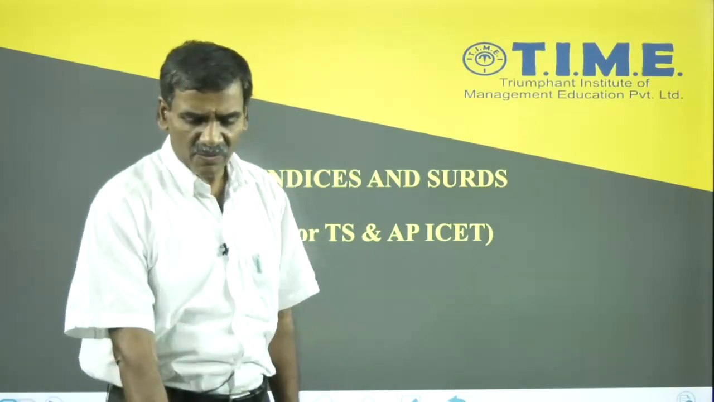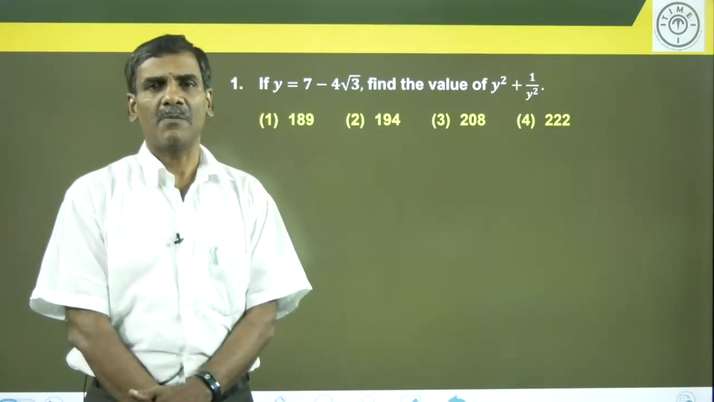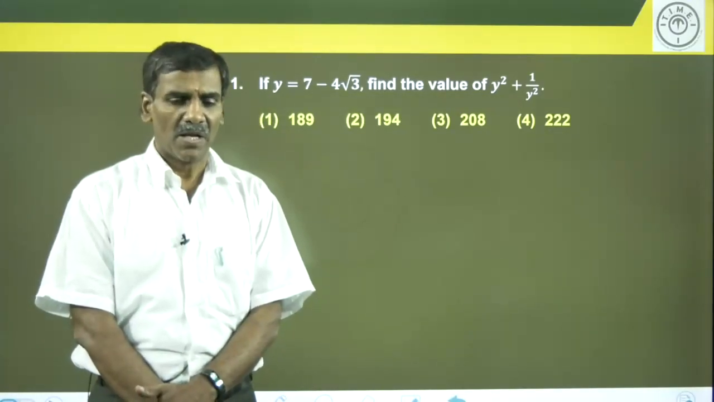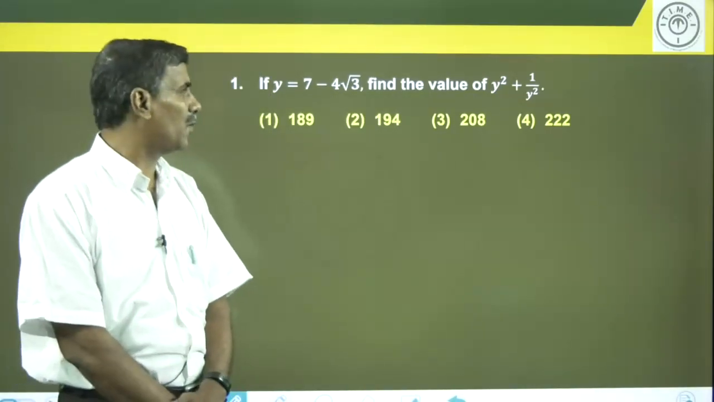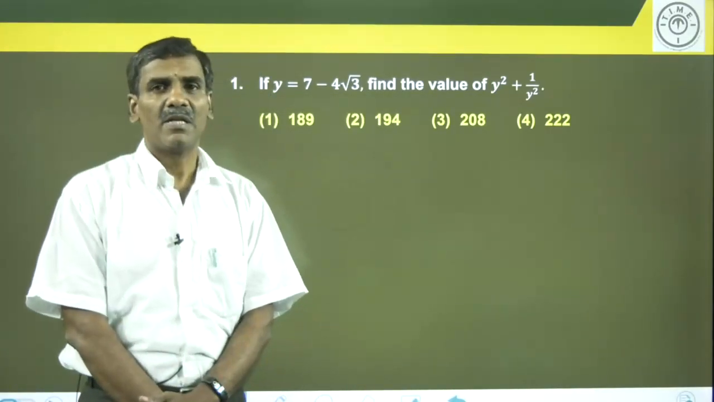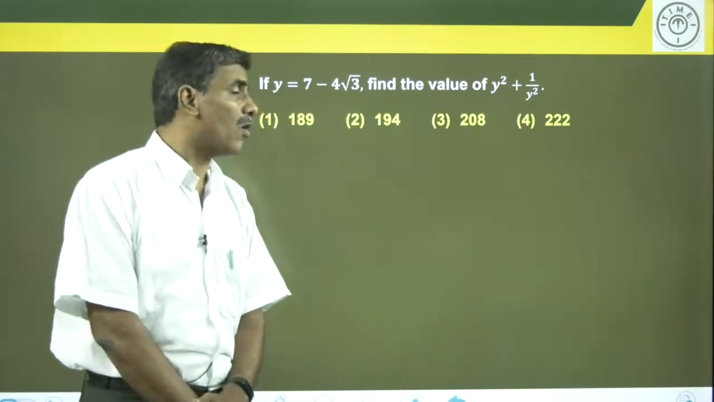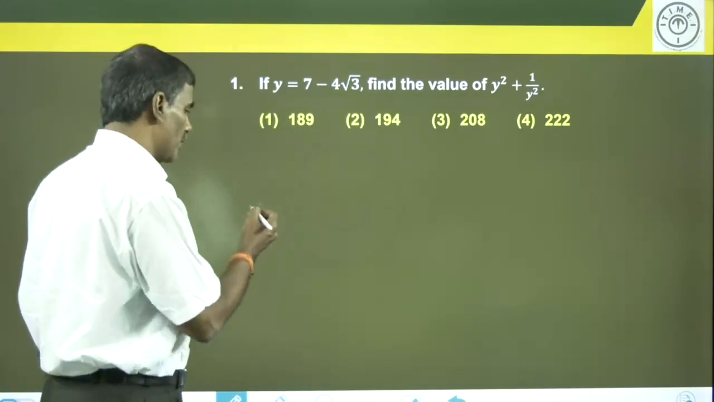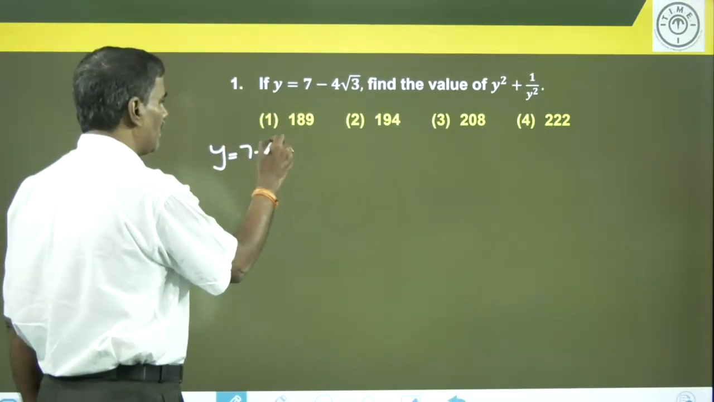Right, so in this session we will focus on all the 3 aspects that were given in the recent past in the ICET examination. Right, so let's look at the first question. If y is equal to 7 minus 4 root 3, find the value of y square plus 1 by y square is the question. So y is given as what here? 7 minus 4 root 3.